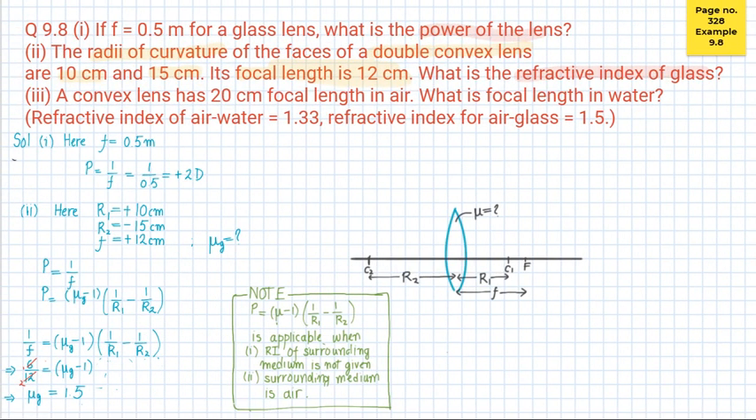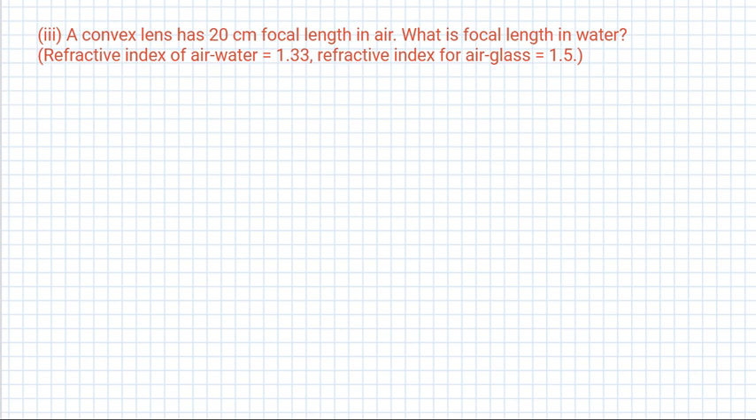Now coming for the third part of the question. Now we will see the importance of this note. Now let's read the question. A convex lens has a focal length 20 centimeter in air. What is the focal length in water? Refractive index of air to water is 1.33. Refractive index of air to glass is 1.5. So in this question, they have asked to calculate the focal length in water.